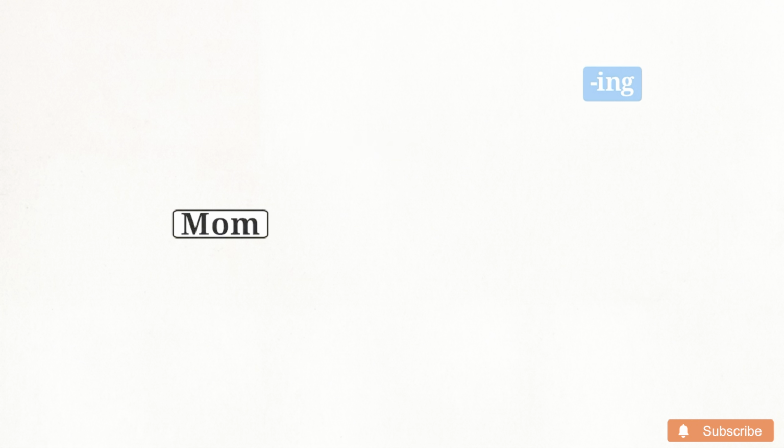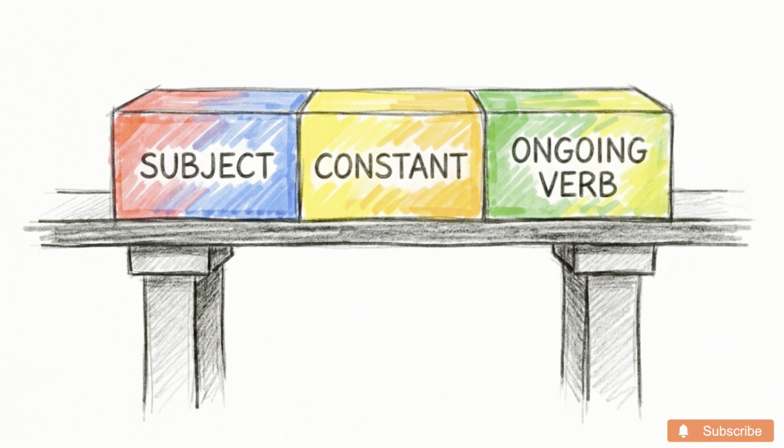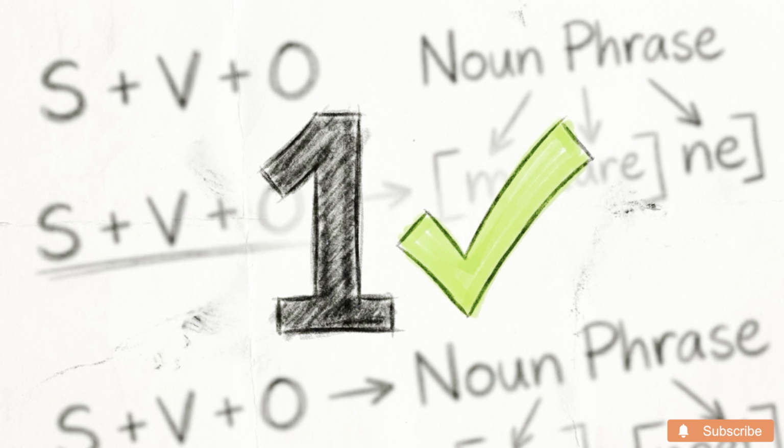Now apply that formula to our earlier story. Take the subject mom, add the constant had been, and turn cook into cooking. Mom had been cooking. This structure provides the logic required to anchor a long, continuous action firmly in the past. Getting the words right is step 1. Step 2 is understanding exactly when these actions take place on a timeline relative to each other.